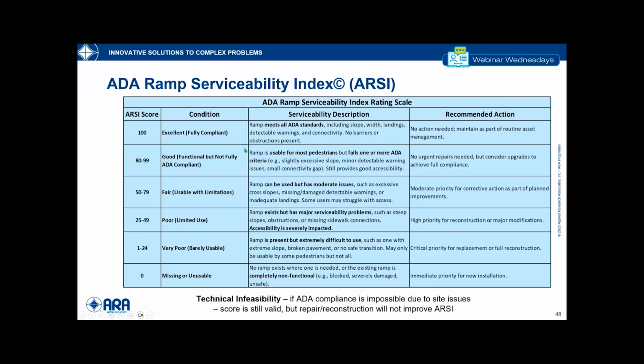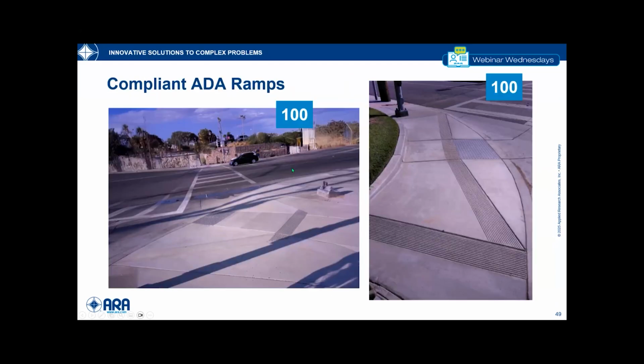So now, how do we look at and calculate that ADA compliance, that serviceability index? Well, the two that are 100s here look great. They've got the truncated domes, good slopes, good flares, good space on top and bottom. These are great ramps. Now we're going to talk about sidewalks.